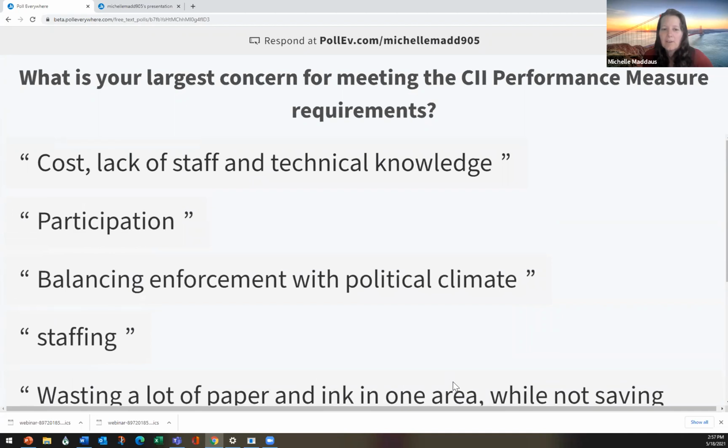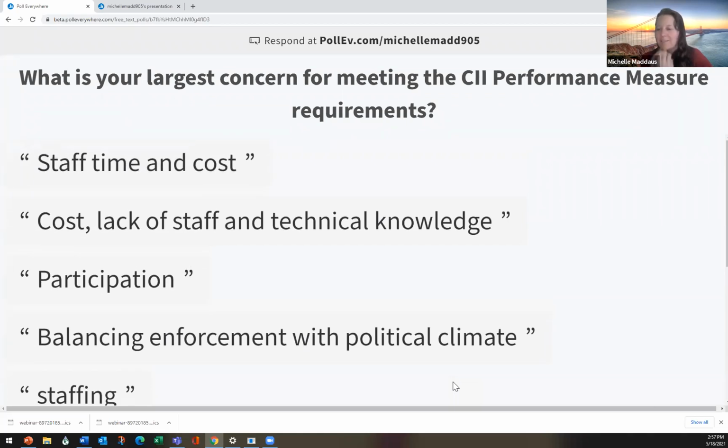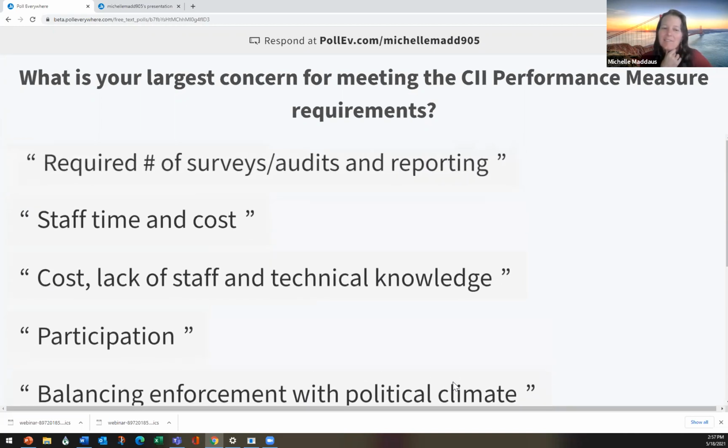I'm hearing technical knowledge is a theme here, and staff. I've heard those ones in common. Staff time and cost. Like I said, here comes another one. Similar theme there.